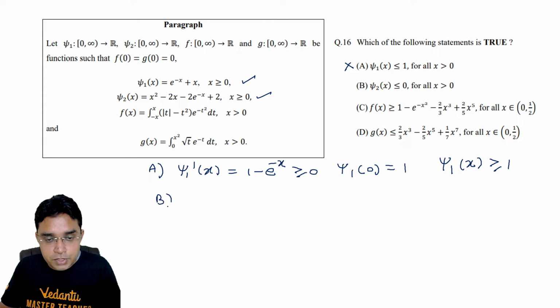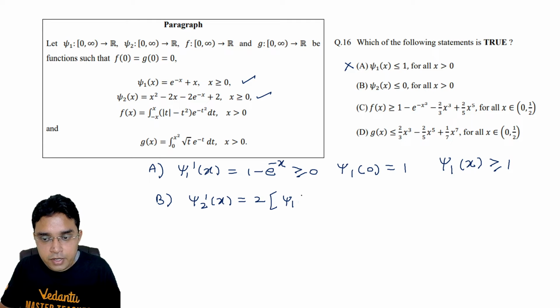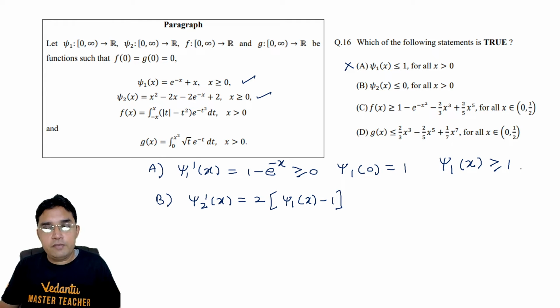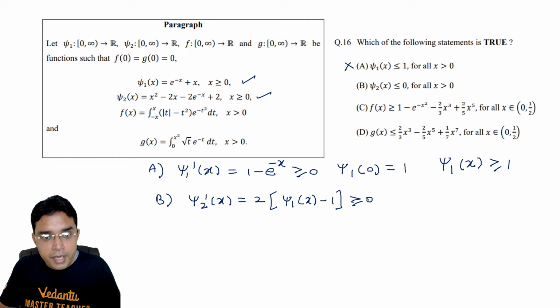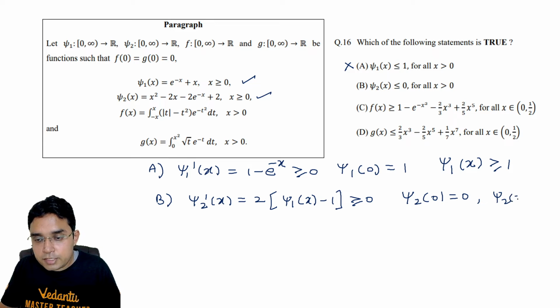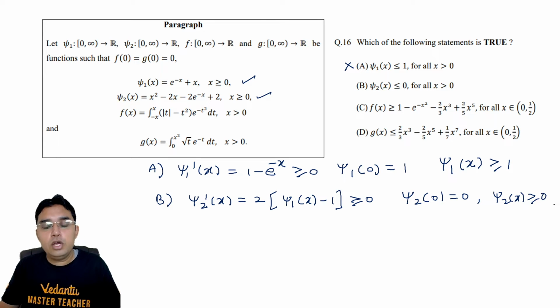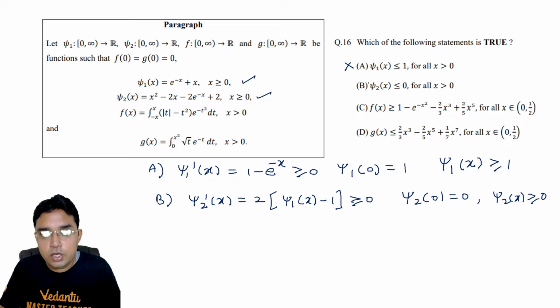Now coming to the B option. If I differentiate the Psi2 function also, it becomes equal to 2 times Psi1(x) minus 1. We have done it in the previous part also. Now because Psi1(x) is greater than or equal to 1, this will be positive. Hence the Psi2 function is also increasing. Now I can write Psi2(0) as 0. So the Psi2(x) function should be greater than or equal to 0 for all values of x greater than 0. So once again this B option is wrong.